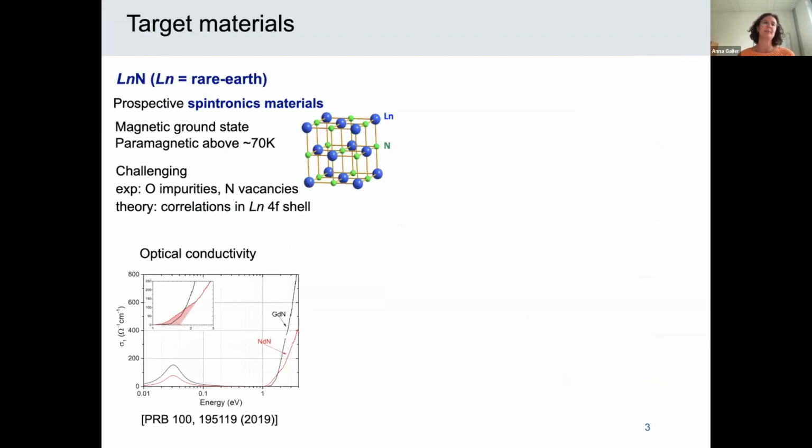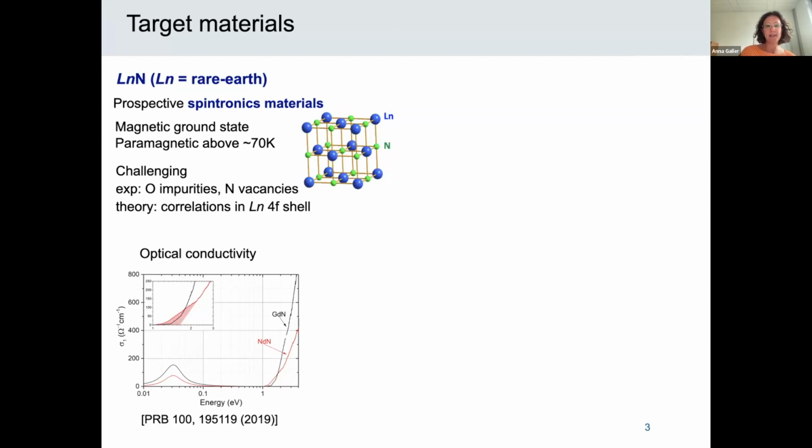Yeah, so to start with, my target materials are rare earth semiconductors, actually two classes of rare earth semiconductors. The first class are these rare earth mononitrides, LnN, where Ln stands for a rare earth element. They have this simple cubic rock-salt structure, which you can see here on this slide. And they are ferromagnetic semiconductors, which means they have a ferromagnetic ground state. That's why they are interesting as prospective spintronics materials. However, above a certain temperature, around 70 Kelvin, they are all paramagnetic.